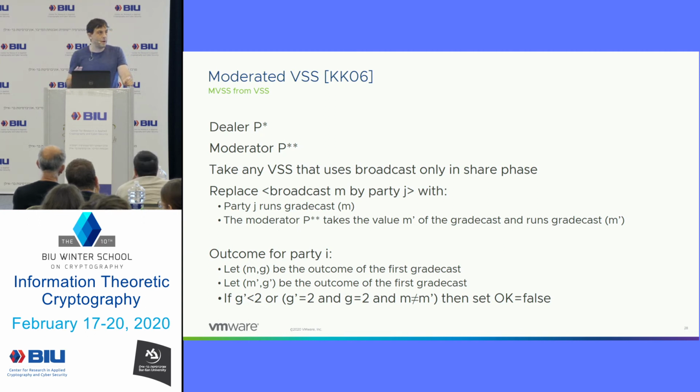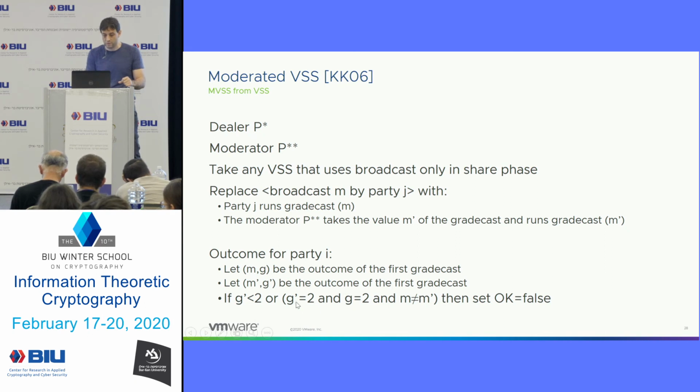If the moderator's gradecast is not 2, then we would basically say there's a problem. Or if the moderated gradecast is 2, so you get a perfect grade, and the sender's gradecast is also perfect, but they're disagreeing on the message, then you also decide this is not okay. Okay, so this is the protocol.